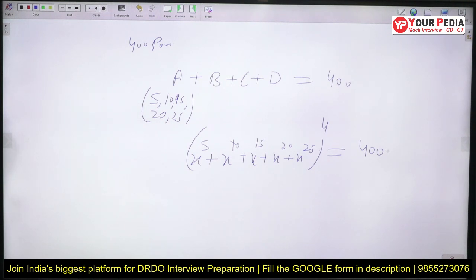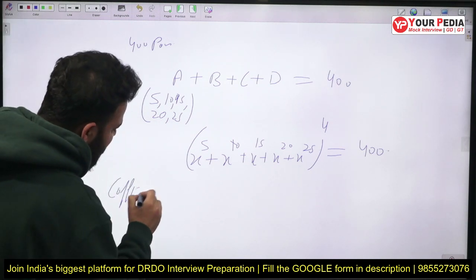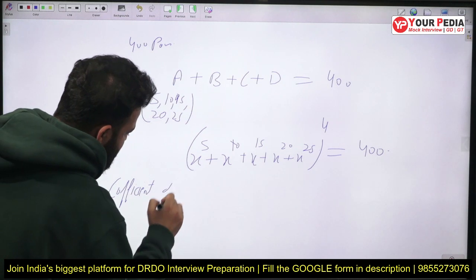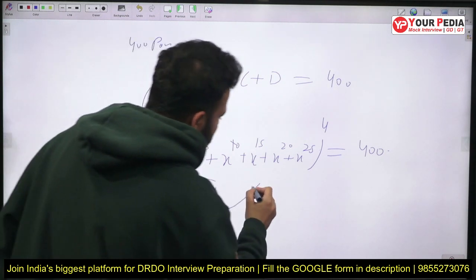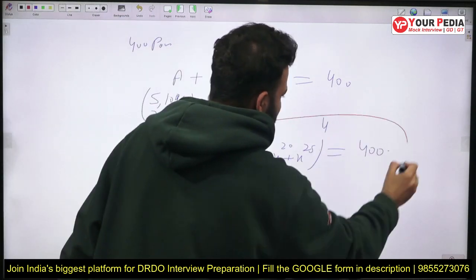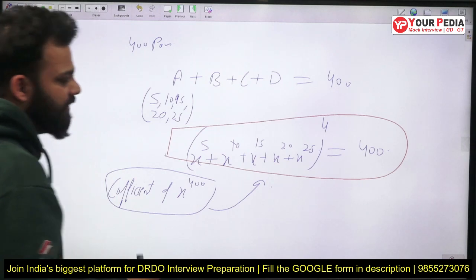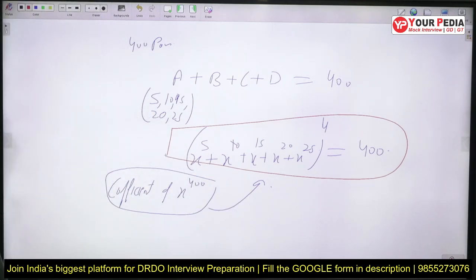Now you have to divide 400 pens among the students. In how many ways can the 400 pens be divided? The solution will be the coefficient of x raised to power 400 in this equation. So this is a generating function, and the solution will be the coefficient of x raised to power 400 in this problem.